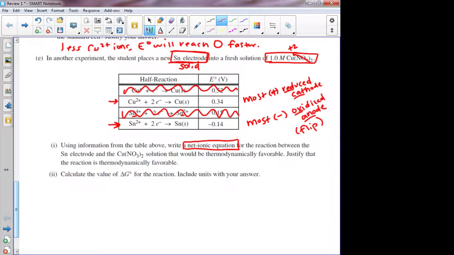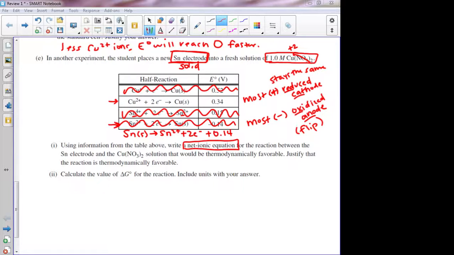Okay. We take the reduced equation and it stays the same. So that means I'm going to take this equation and change it to Sn solid goes to Sn2 positive plus 2 electrons. And so now this negative 0.14 voltage becomes a positive 0.14 voltage. So now those are the two equations I'm going to use. Everybody see this? Yes? All right.